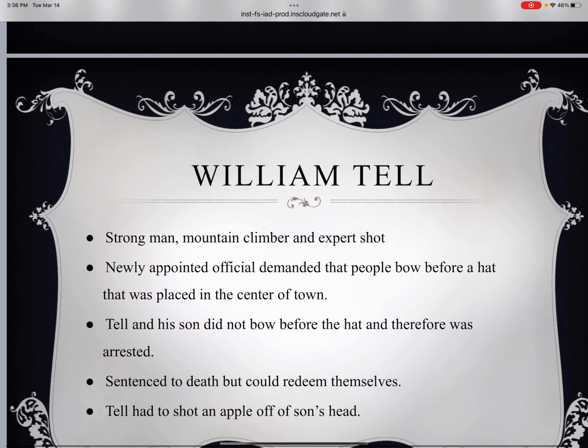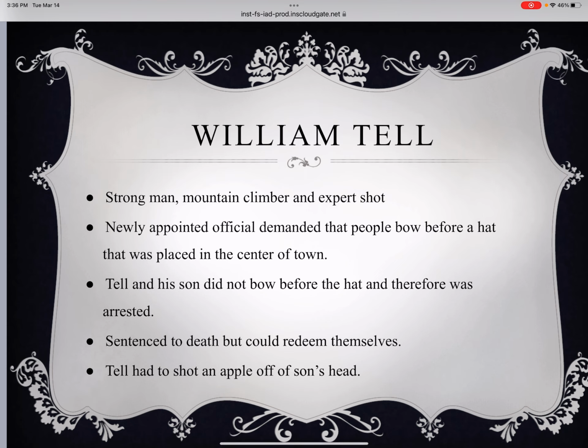So William Tell was basically based off of a legend. And the legend goes something like this, that he was an expert person with a bow and arrow. So an archer, that's the word I was looking for, an expert archer. And he would go out into the mountains and catch food or hunt for food with his bow and arrow. So what had happened in William Tell's town was there's a newly appointed official, and this official was not a good person.